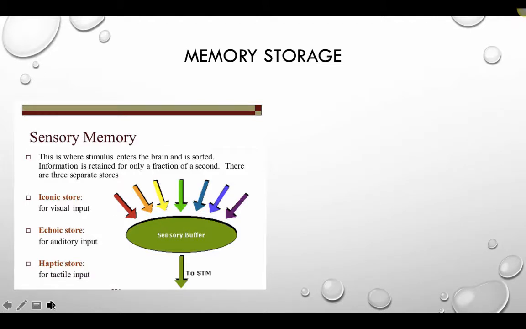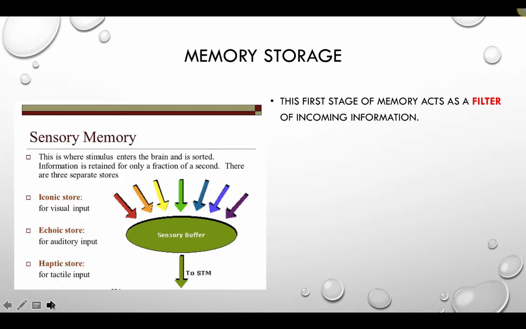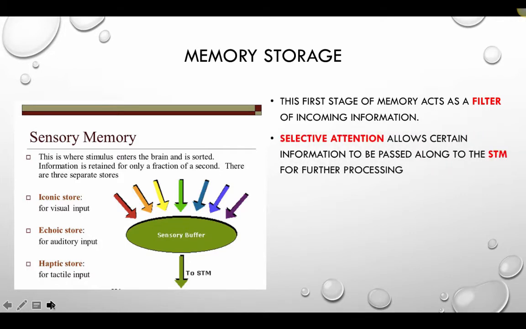Remember, the first stage in the Atkinson-Shiffrin model really is sensory memory. And remember, this is where our memory acts as a filter of all incoming information from our senses. Selective attention allows certain information to be passed into short-term memory for further processing. And sensory memory really is an important filtering process. Attention is what allows information through that filter.